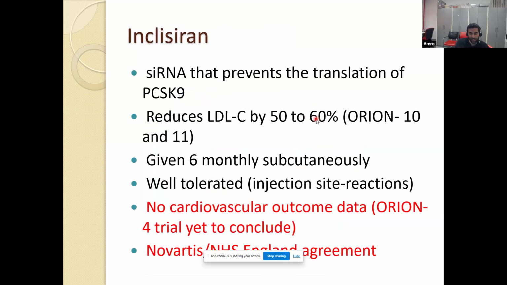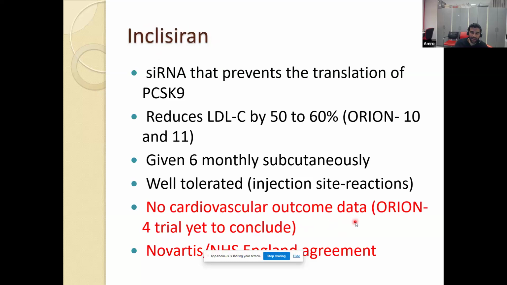The only problem is, and this is in red, inclisiran, although it's approved and we use it in patients, there's no cardiovascular outcome data. Remember with the statin trials we said before that for every 1 millimole drop in LDL cholesterol equates to a 25% risk reduction. PCSK9 inhibitors showed an additional 15% risk reduction. Inclisiran has as yet not published cardiovascular outcome data. So we're being a bit risky by giving this drug to patients where we know it lowers LDL cholesterol, but we haven't proven that it reduces heart attacks and strokes.